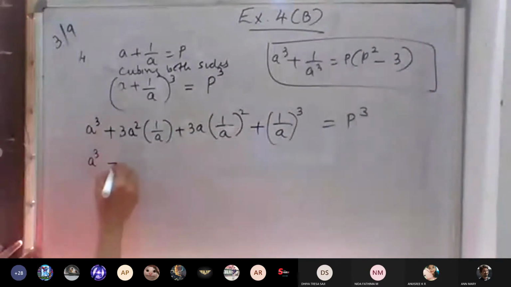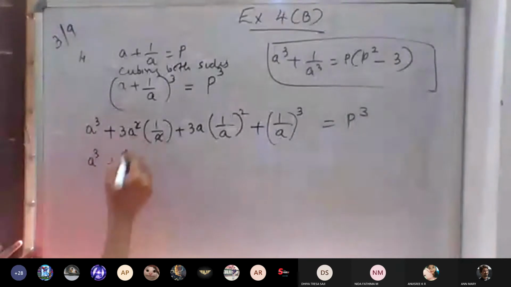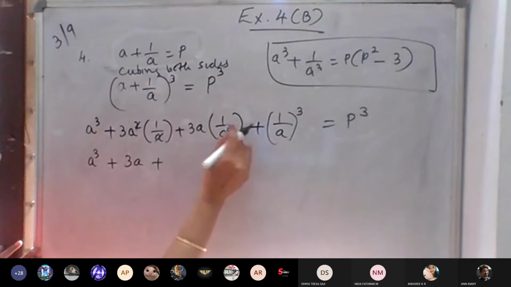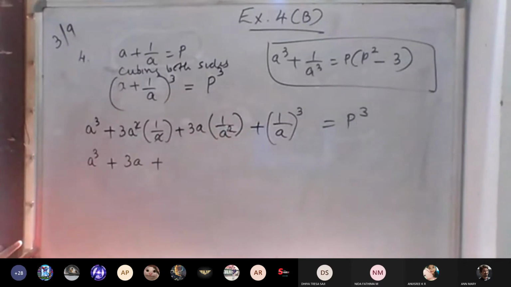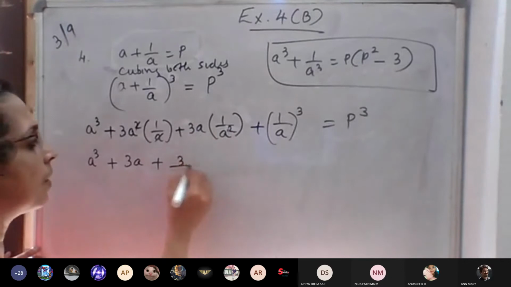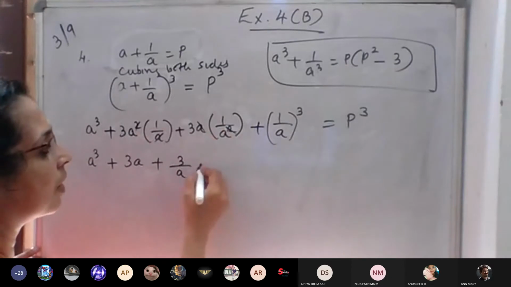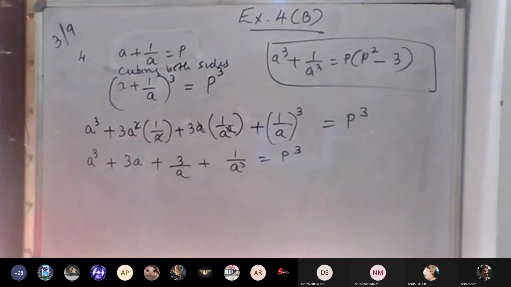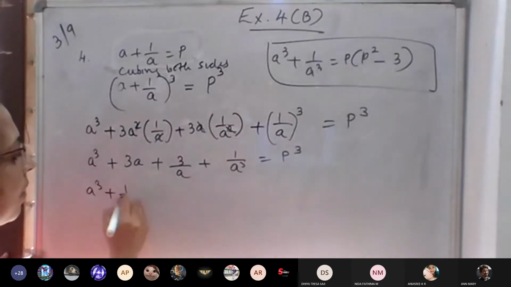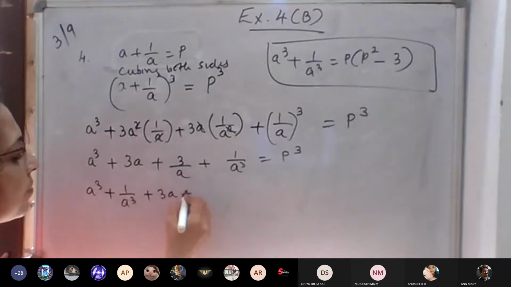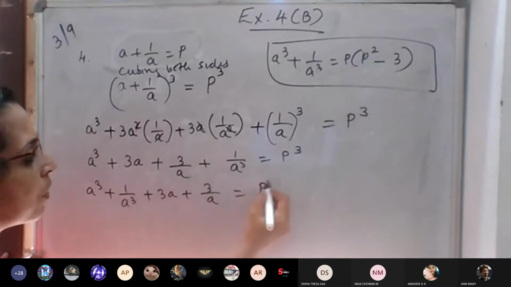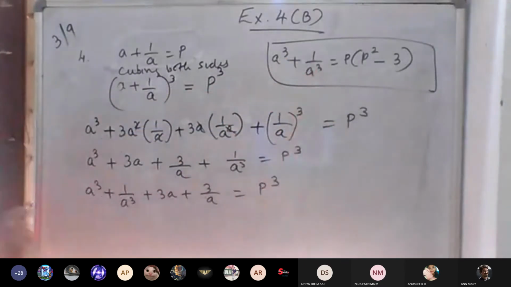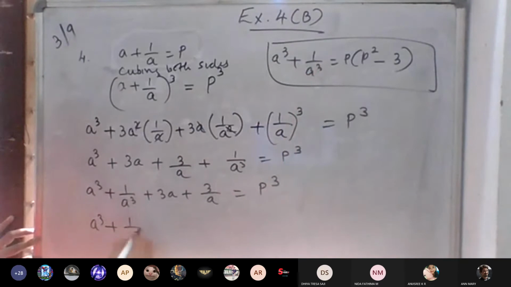So after cancellation, here a cancels. So the balance is 3a, and here directly you can write a square. Here 1 square is 1 and then a square, so 3 by a. 1 we will cancel. So a cube plus 1 by a cube plus 3a plus 3 by a is equal to p cube. We need the value of a cube plus 1 by a cube, so let it be there itself.